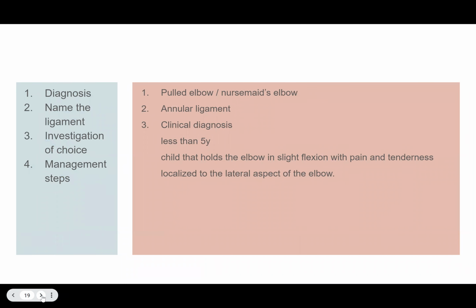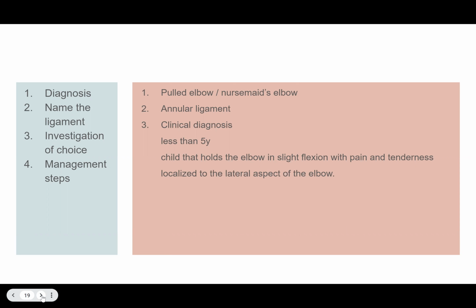So it's also called nursemaid's elbow. The ligament is the annular ligament. In less than 5-year-old age, the child has this typical history of being pulled, whether the child fell or some elder sibling or the mother or father, someone has pulled the child. The child holds the elbow in slight flexion. There is tenderness at that point. Then there is no need of any investigation. If at all, then we can do an X-ray and a USG.